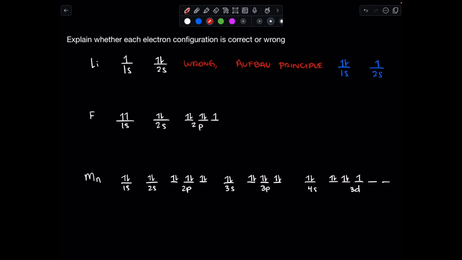Now let's move on to fluorine. See that we have 2, 4, 6, 8, 9 electrons. That's correct. Fluorine has 9 electrons. But we see that we have this little issue here with 2 electrons both pointing up inside the same orbital. So that would make this one wrong. And what that is going to be going against is our Pauli Exclusion Principle.